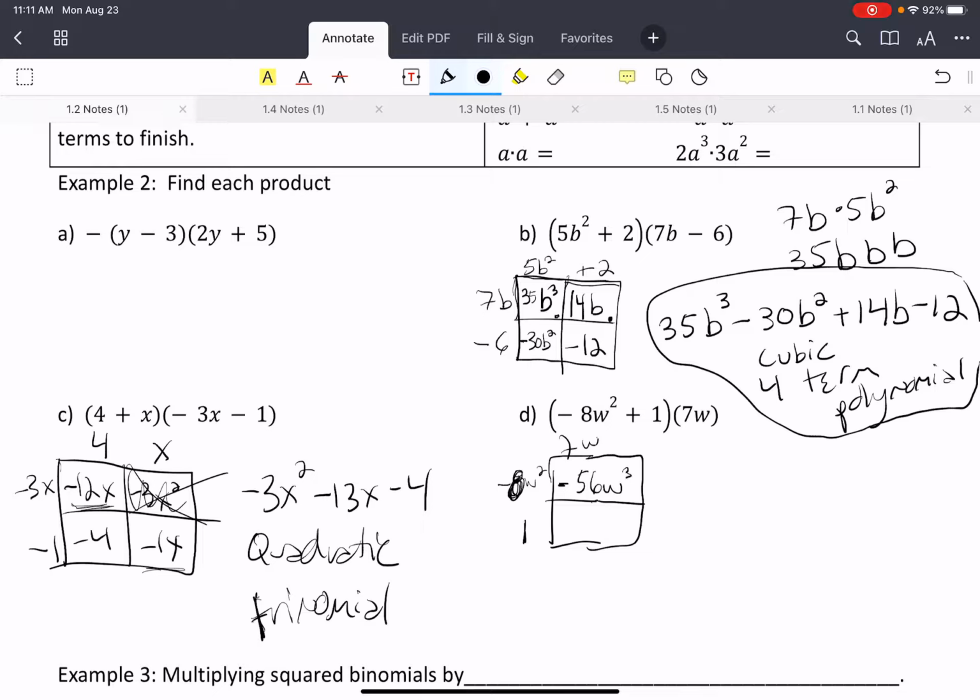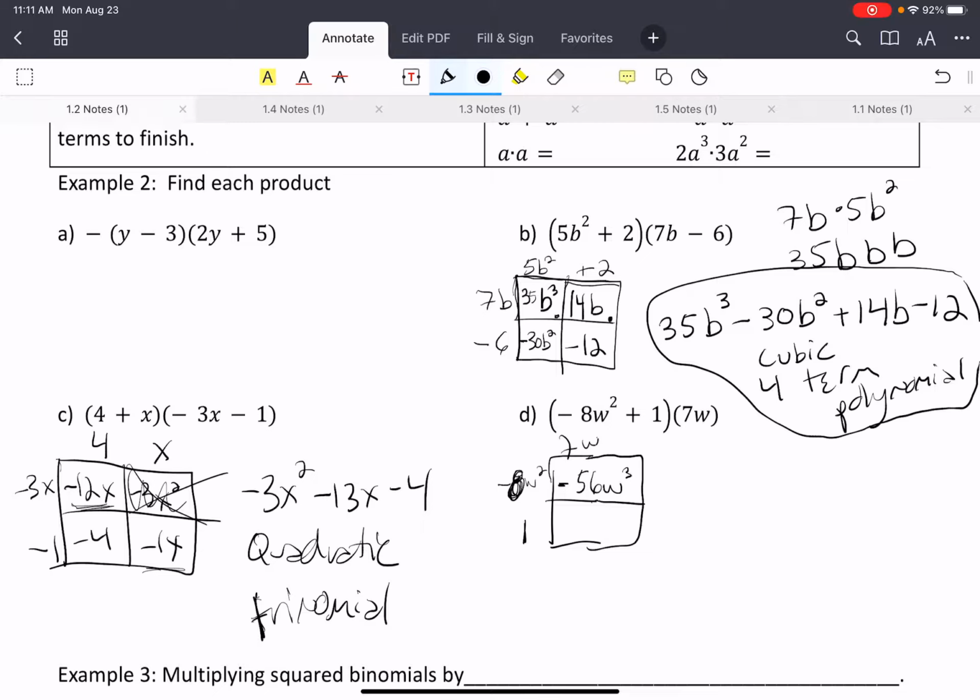W cubed. Hey guys, how come on C, when I added the 12 and the 1 to get the negative 13x, the x didn't change? But how come on D, the W did change on this one? How do I know when the variable changed or not? Back here, go ahead.